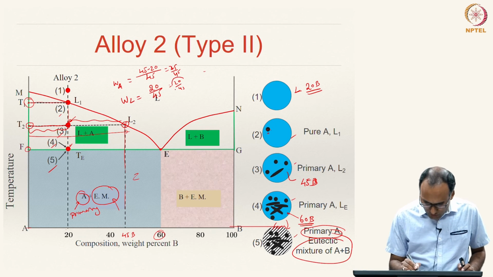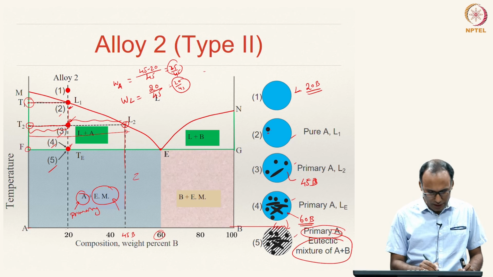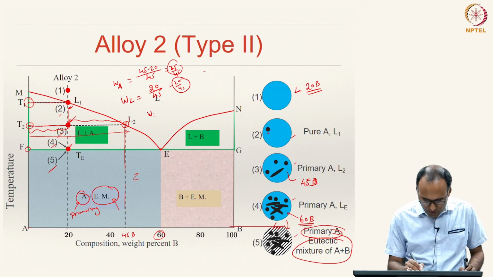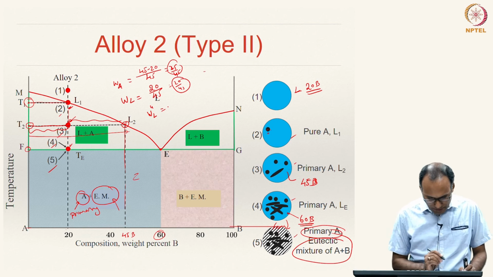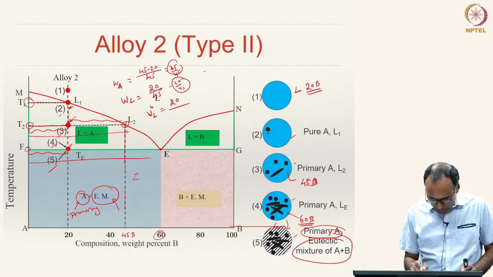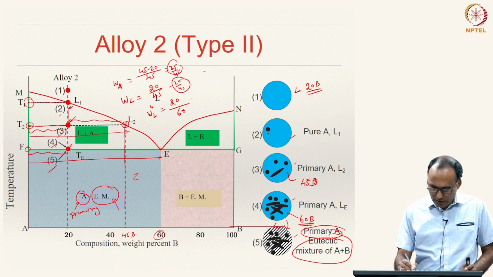So, the weight fraction of the liquid has come down and the weight fraction of solid has increased compared to 0.2, and by the time you come to 0.4, what is the weight fraction of the liquid at 4? Weight fraction of liquid at 4 will be 20 divided by 60, right, that is 1/3, that is 33.33%.